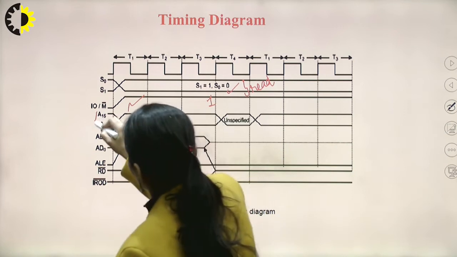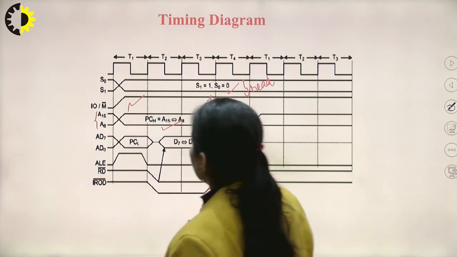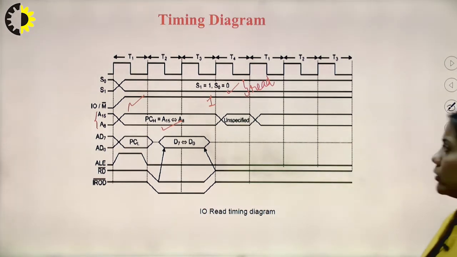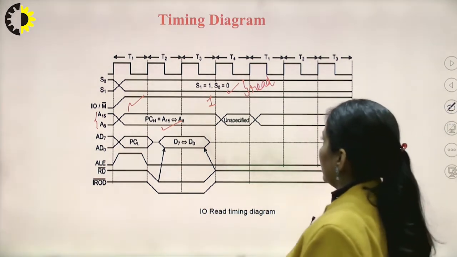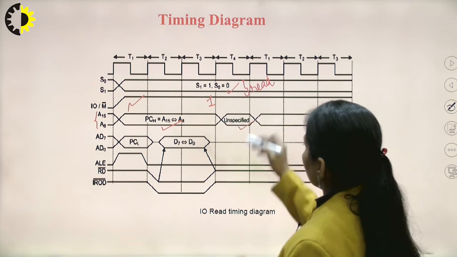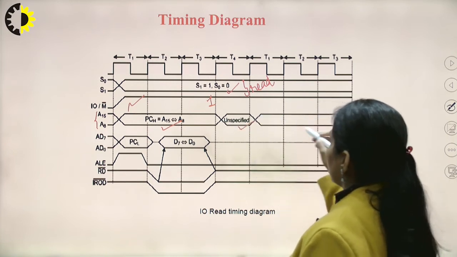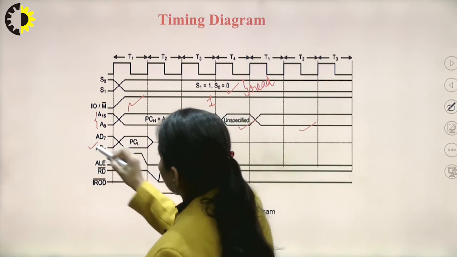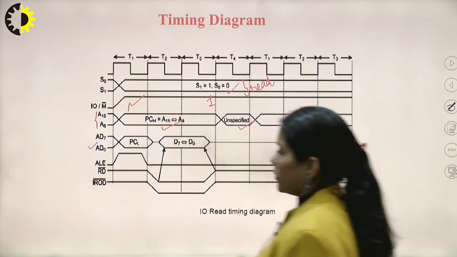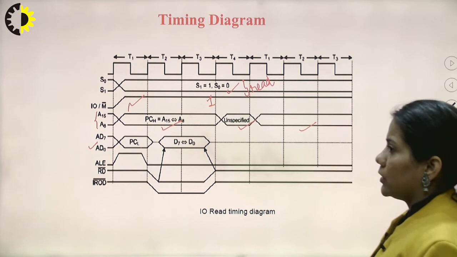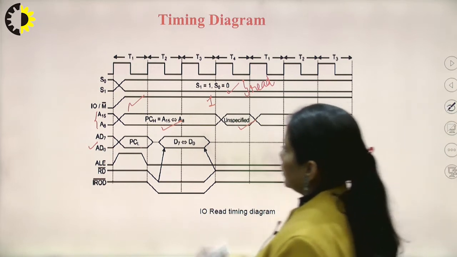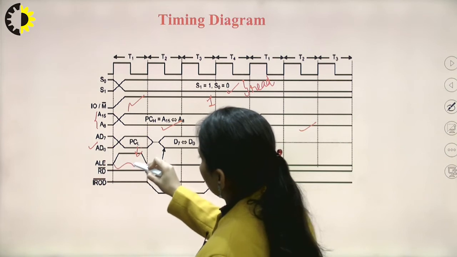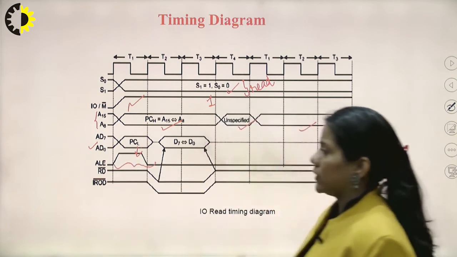A8 to A15 lines are used to carry the higher order address. During T4, this is unspecified, and again this is latched. Now, AD0 to AD7, the lower order address, is latched during the T1 state, and this is latched when the ALE, address latch enable, pin is activated.